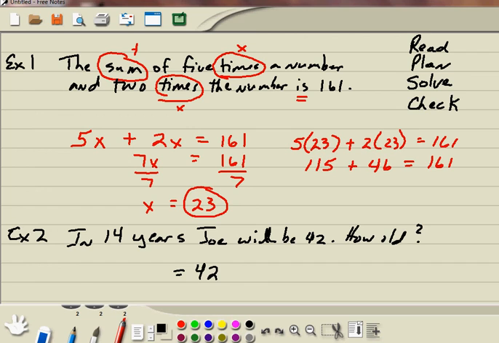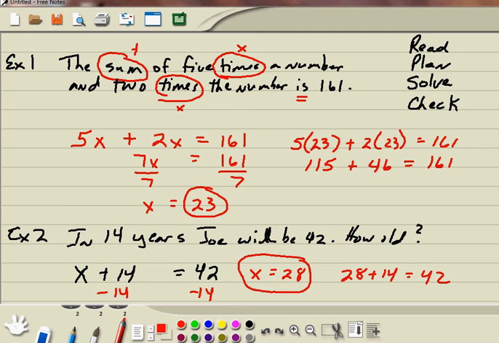Now, Joe currently is, we'll say, x years old, and in 14 years from now, we'll add 14 to that, equals 42. So we'll subtract 14 from both sides, and we get x equals 28. Now we can't just circle it until we verify it. So 28 plus 14 does equal 42. So Joe is now 28 years old.